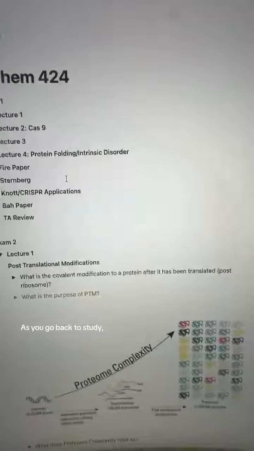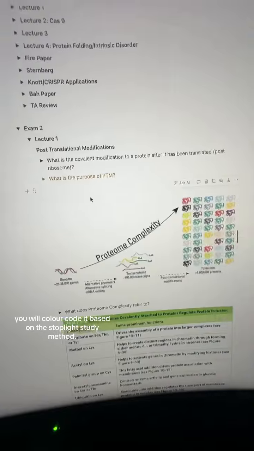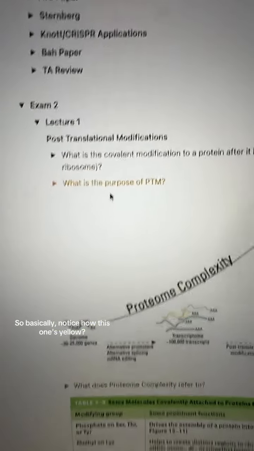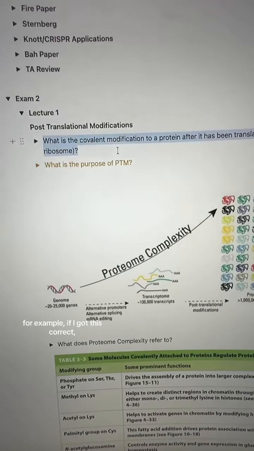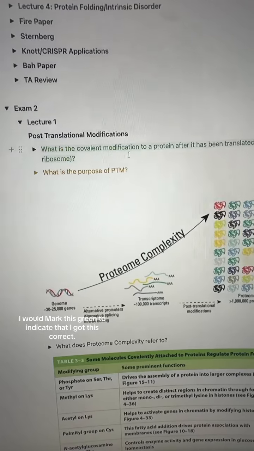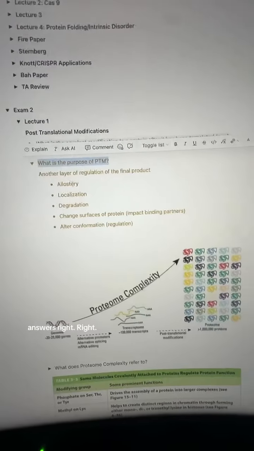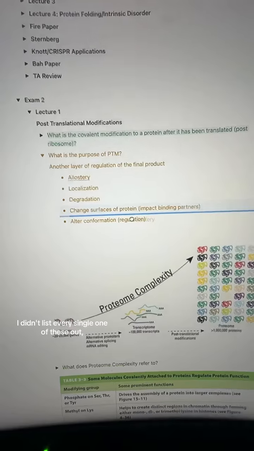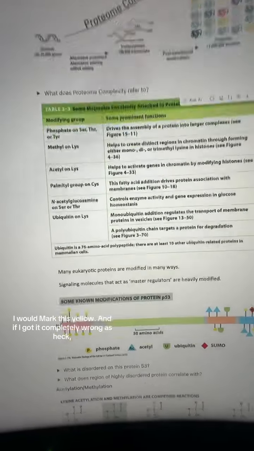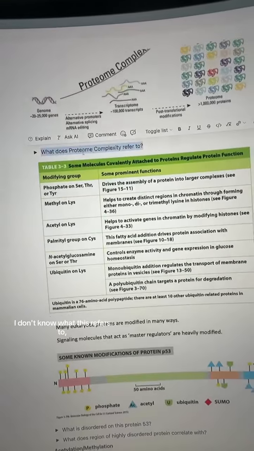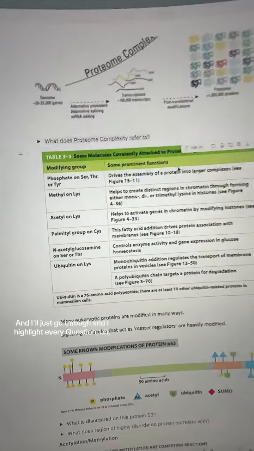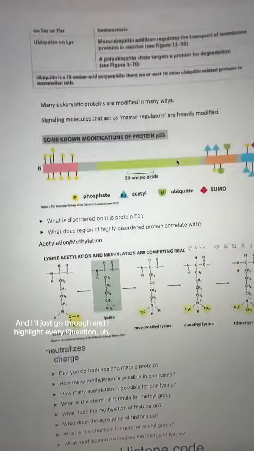As you go back to study, you would color code it based on the stoplight studying method. So basically, notice how this one's yellow. I would read it, and for example, if I got this correct, I would mark this green to indicate that I got this correct. If I got some of the answers right, so for example, I didn't list every single one of these out, I would mark this yellow. And if I got it completely wrong, let's say I don't know what this refers to, I literally just mark it red, and I'll just go through and highlight every question if I know them or not.